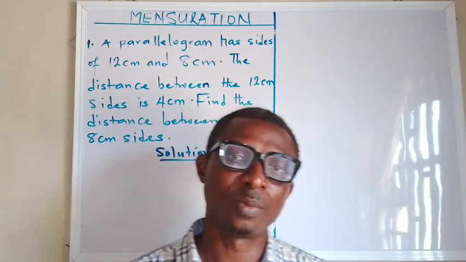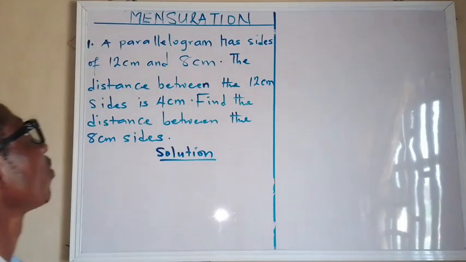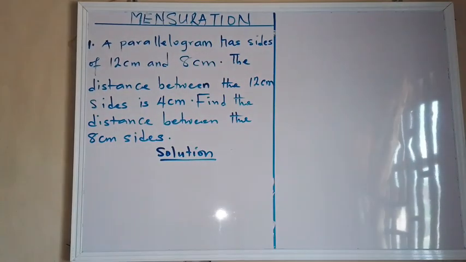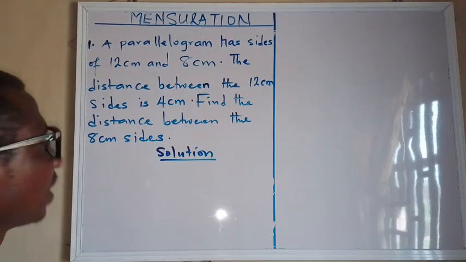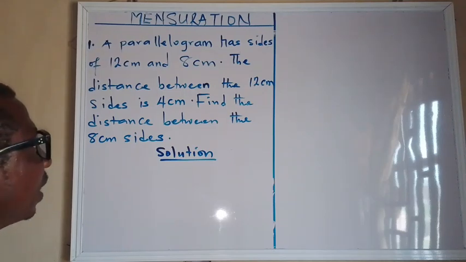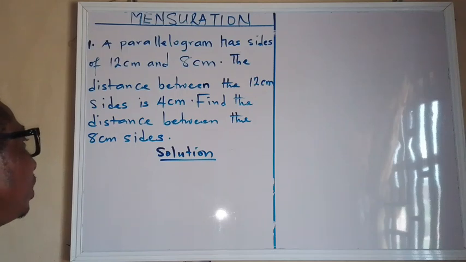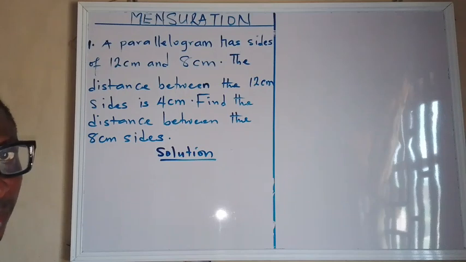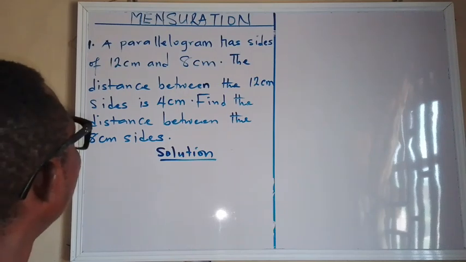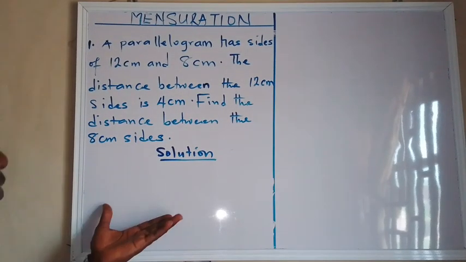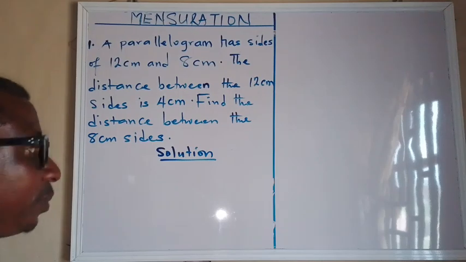Now let's look at the problem. A parallelogram has sides of 12 centimeter and 8 centimeter. Now the distance between the 12 centimeter sides is 4 centimeter. Now find the distance between the 8 centimeter sides. So now how do we do this? The first thing now is to sketch the diagram.